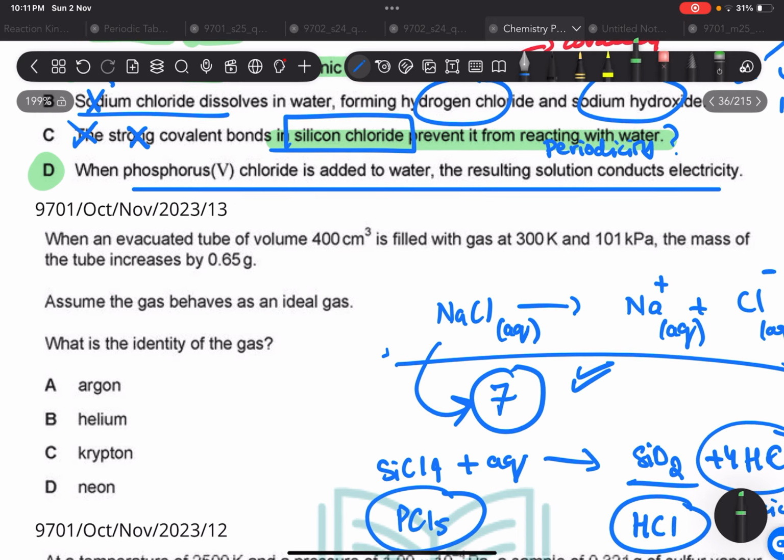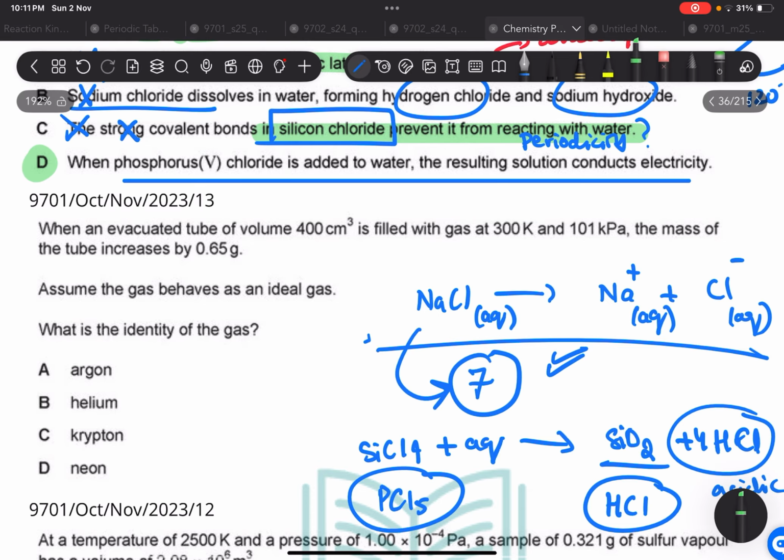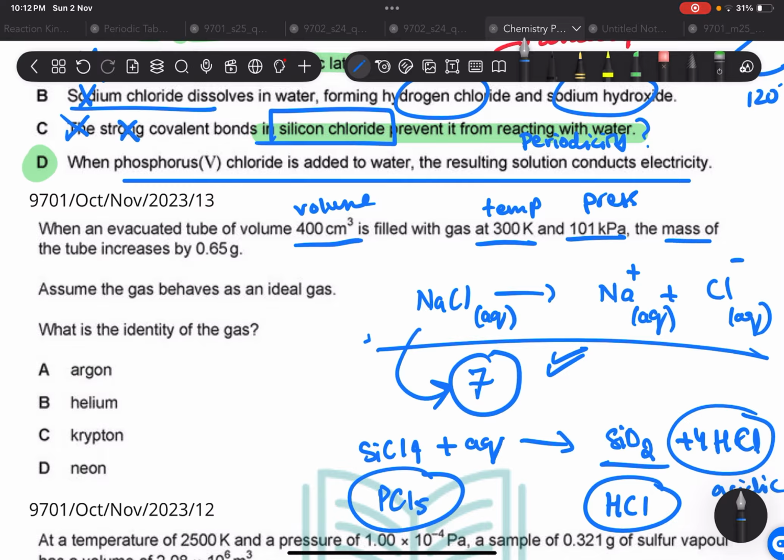Next question says, when an evacuated tube of volume 400 cm cubed is filled with a gas at 300 Kelvin temperature, you should know what we are dealing with. This is volume, this is temperature, this is pressure. The mass of the tube increases by 0.65 grams. Assume that the gas behaves as an ideal gas. What is the identity of the gas?